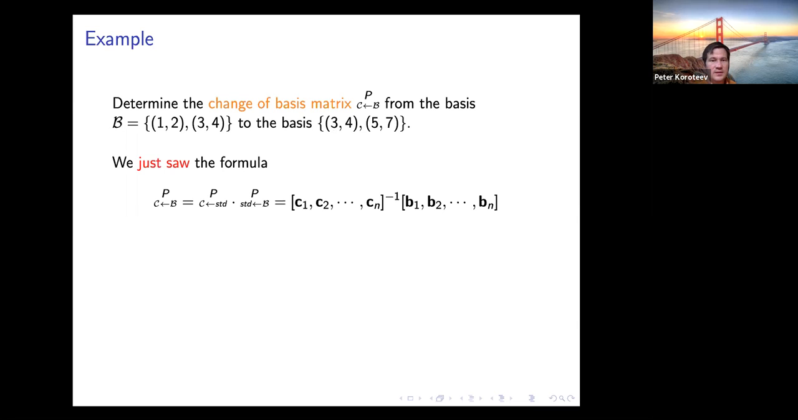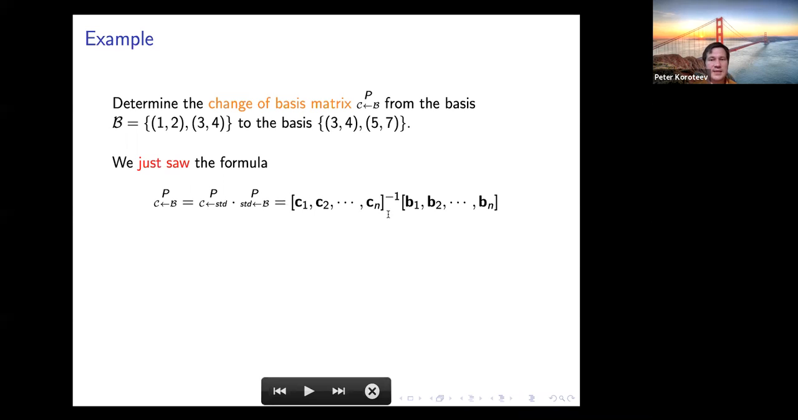Well, we just saw the formula, right? So that's just compose them in this way. We go B to C, so first standard to C, and then standard to B, B to standard.